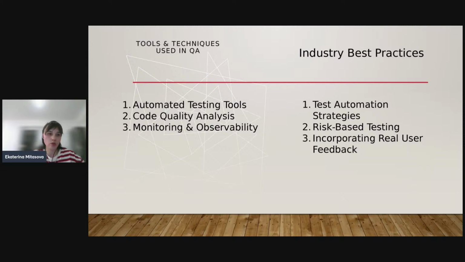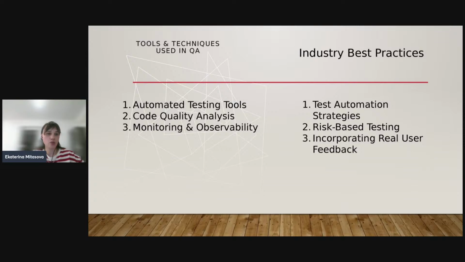And another tool is Code Climate. Code Climate focuses on maintainability, test coverage, and identifying duplicate or poorly written code. It provides metrics aimed at reducing technical debt, and in practice, it's often used to monitor code quality trends across development teams. And we have also such a technique as monitoring and observability. Monitoring tools track application performance, errors, and availability in real time to ensure software reliability in production.